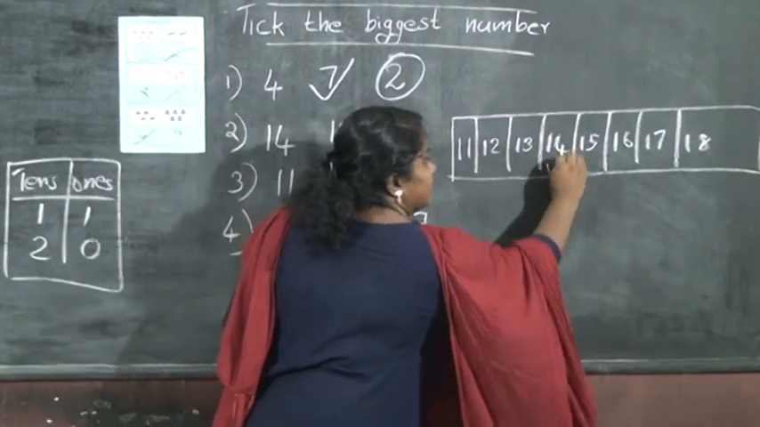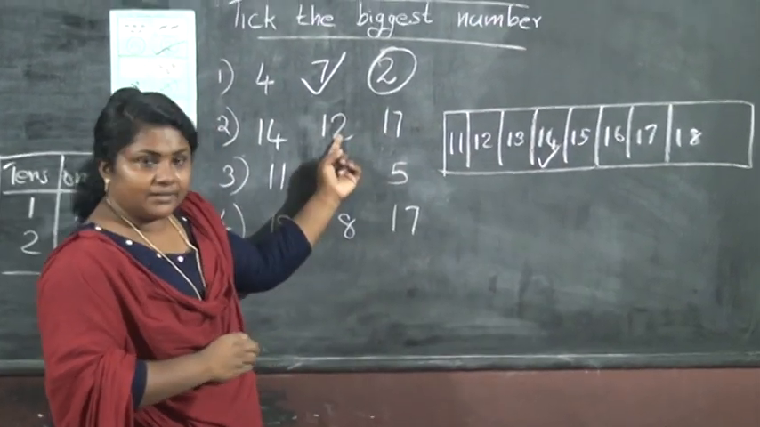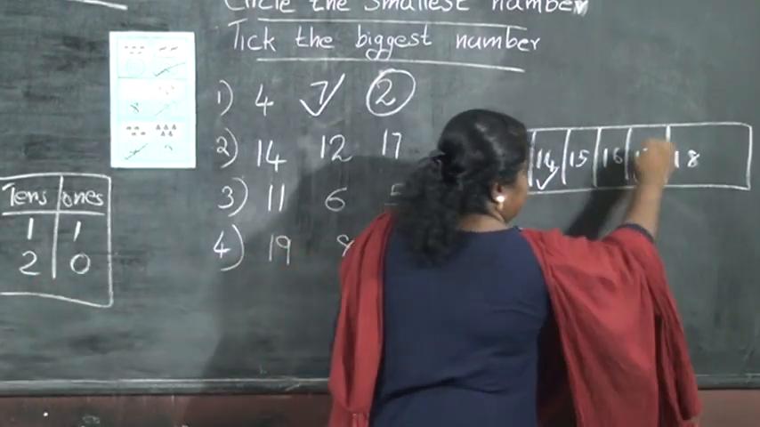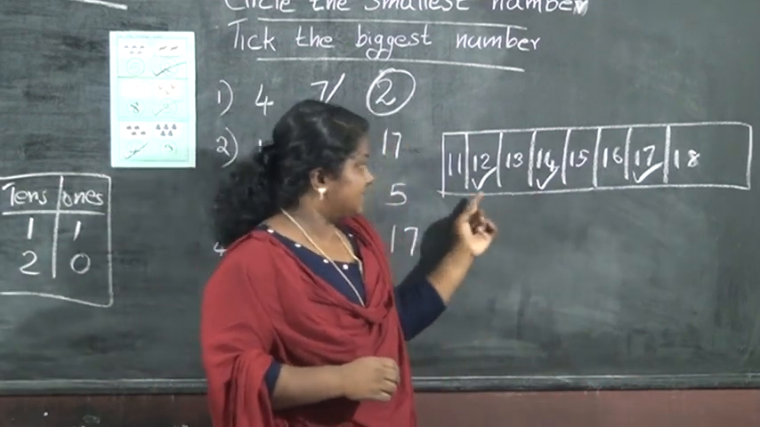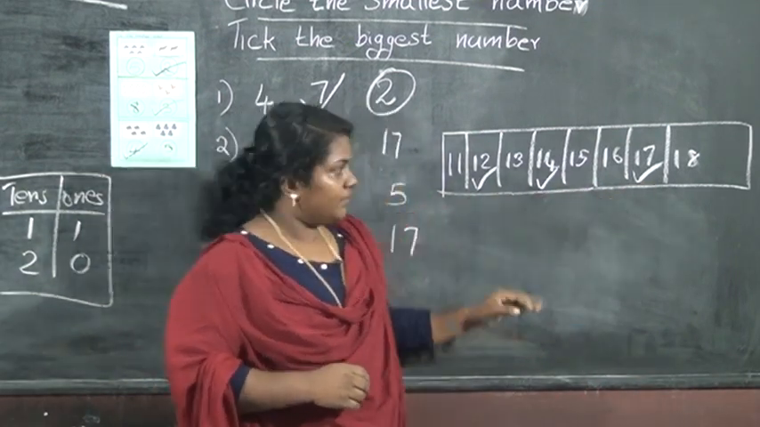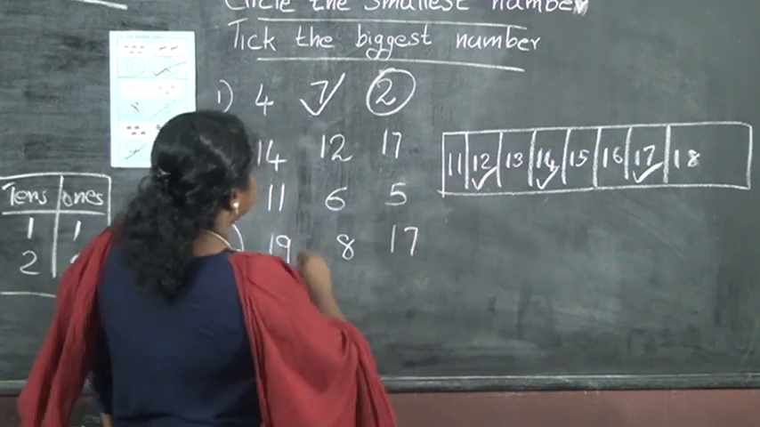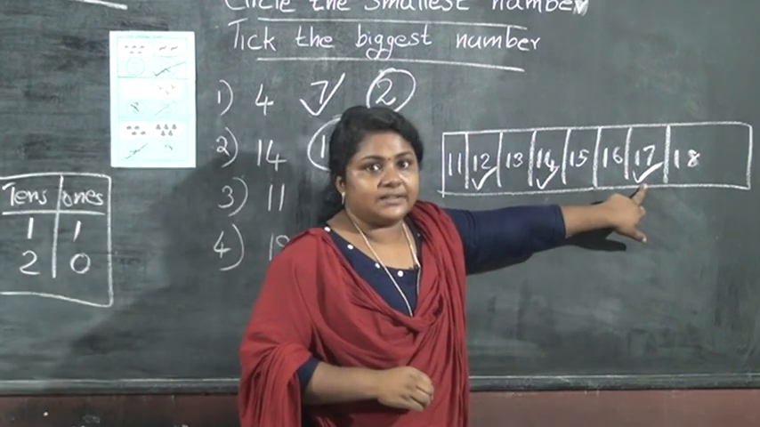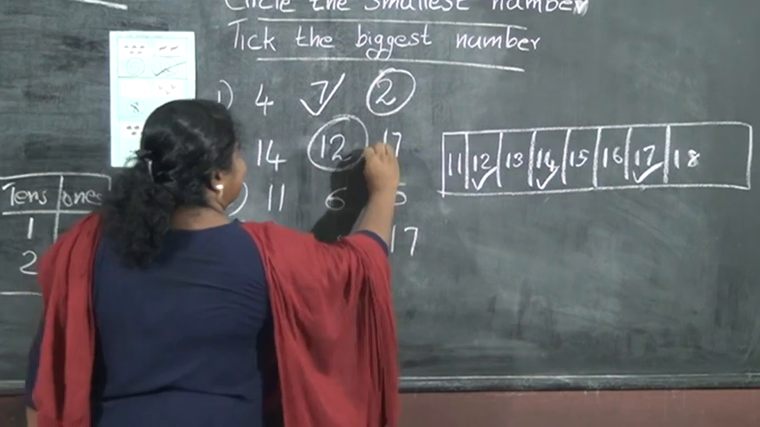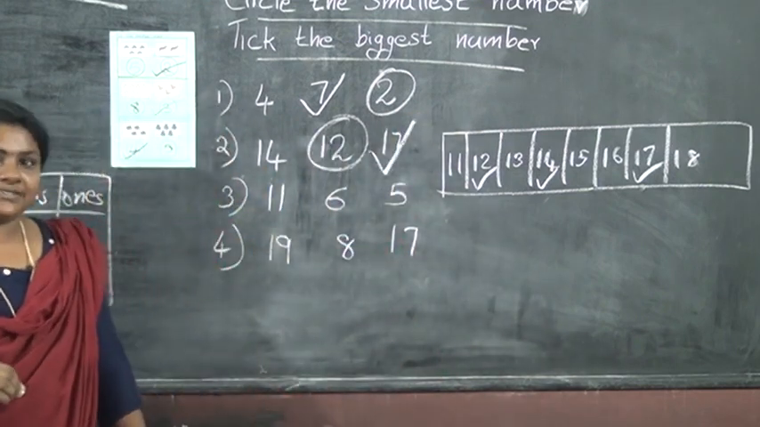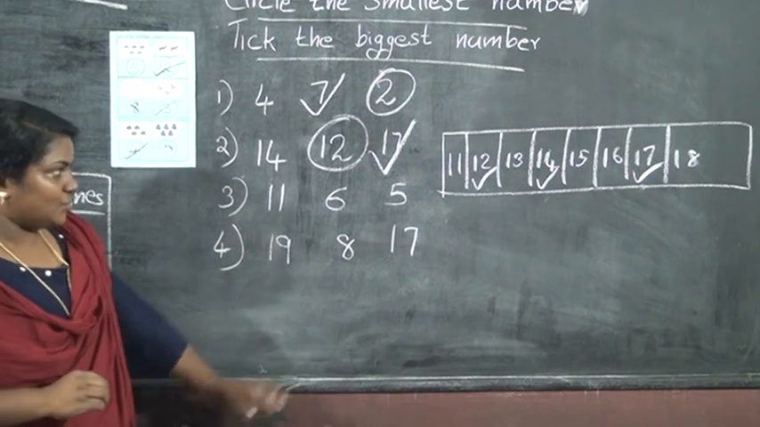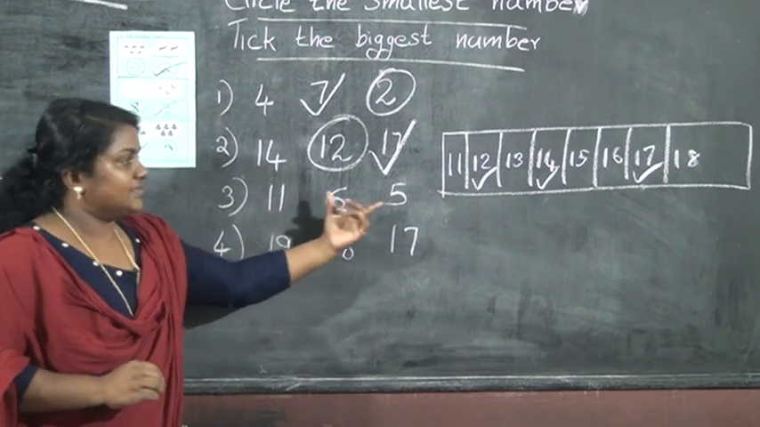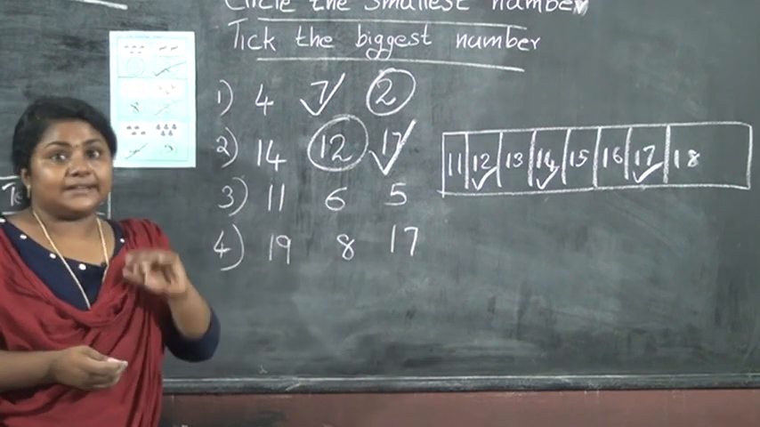14. Here it is 14. Next one 12. And the next one 17. Here I have ticked the 3 numbers 12, 14, 17. Which is the smallest number? That is 12. So we have to circle the smallest number. And which is the biggest number? That is 17. So we have to put a tick mark for the biggest number. Understood? Likewise, you have to draw the number strip and compare these numbers and circle the smallest one and tick the biggest one.